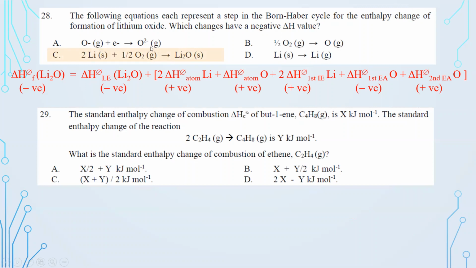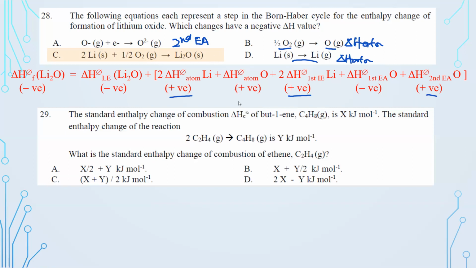Okay, number one is second electron affinity. This is second electron affinity, which is exo, endo. Sorry, this is atomization. So this is endo. Solid to liquid. This is atomization. So this is also endothermic. Okay, so the best answer is A.